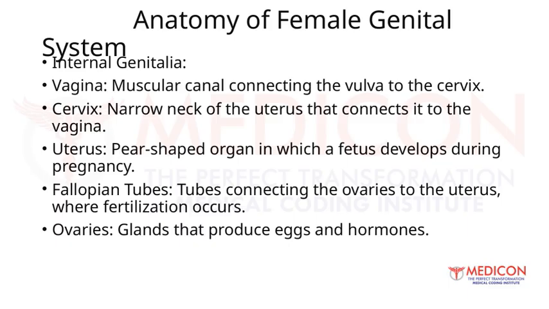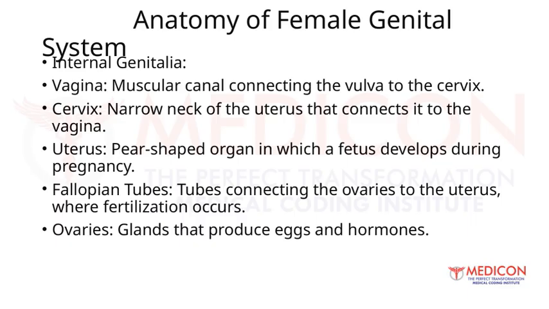Moving upward, the cervix is the narrow, lower part of the uterus that links it to the vagina. It acts as a gateway, playing a key role in fertility and protecting the uterus from infection. Next, we have the uterus itself, often called the womb. It's a pear-shaped organ where a fetus develops during pregnancy. Its structure and function are vital for supporting fetal growth.